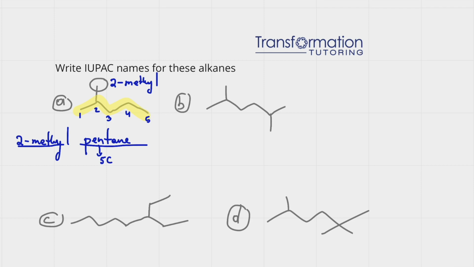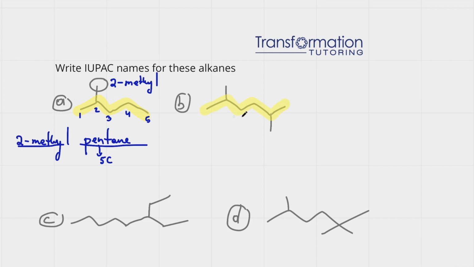Again, the first thing that we have to do is find the longest continuous parent chain. So I can go like this, 1, 2, 3 again, or I can go 1, 2, 3, 4, 5, 6, or I could go 1, 2, 3, 4, 5, 6. Now these are equal, so it doesn't matter which way I choose. So I'm just going to go ahead and choose the horizontal one.